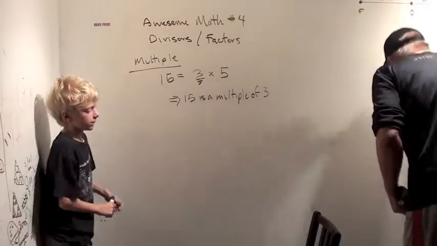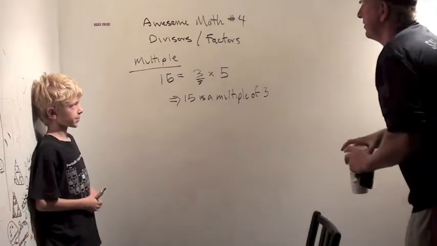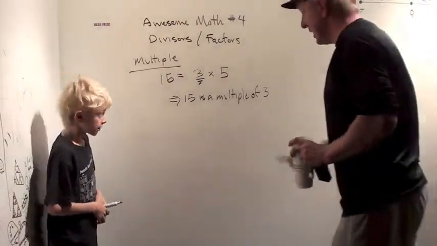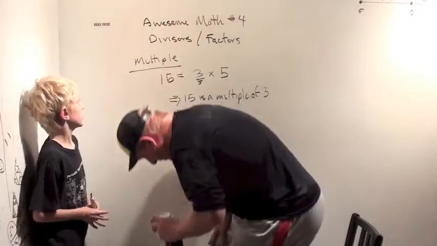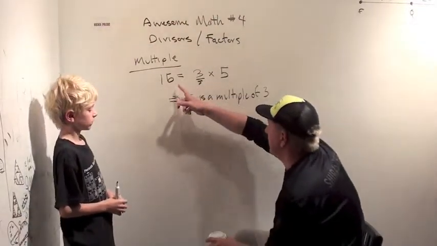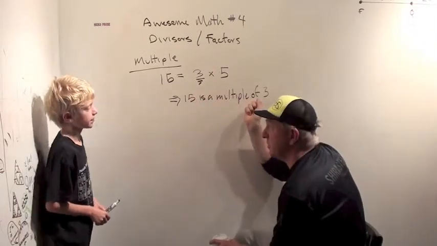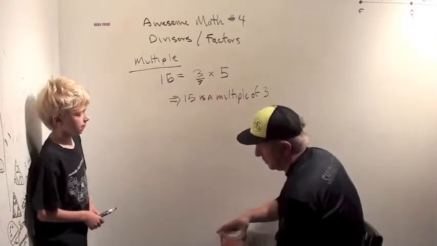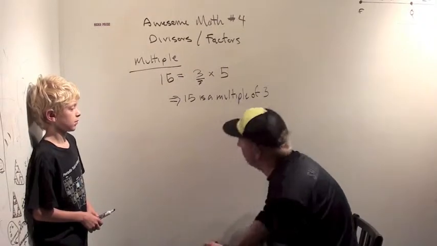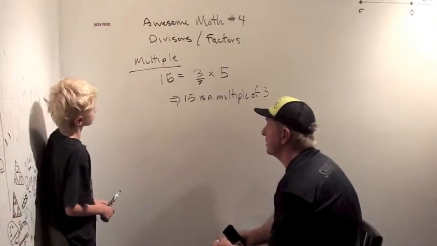Awesome Math number 4. Today we are learning about divisors and factors. Yesterday we talked about multiples, right? So we said 15 is 3 times 5. That meant 15 was a multiple of 3. And today we talked about the opposite thing.